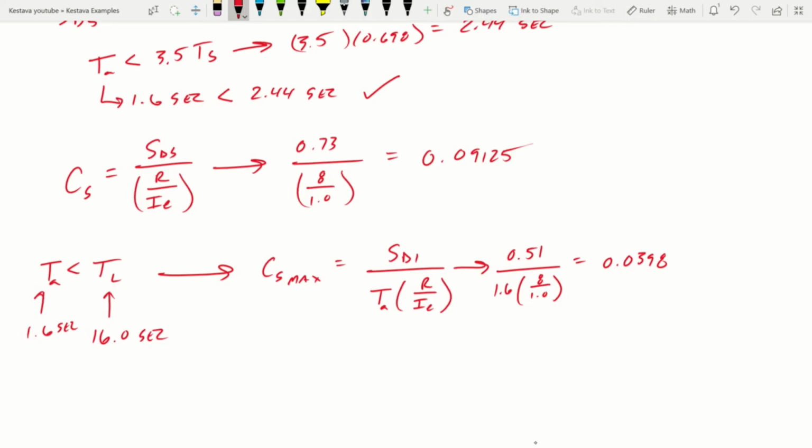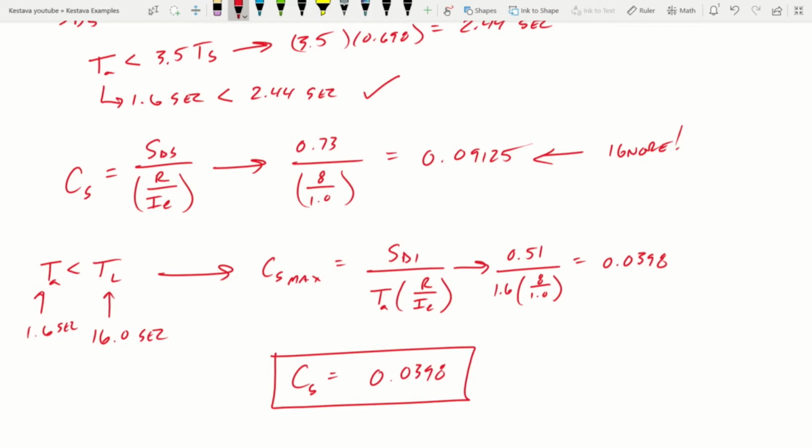All right, so 0.0398 is the max that we have to consider for C sub S. Well, above right here, we have a larger number than that, so we can ignore that, which is really nice. So our C sub S is going to equal that value right there. And let me just jump back to the code to show you where that C sub S max equation came from.